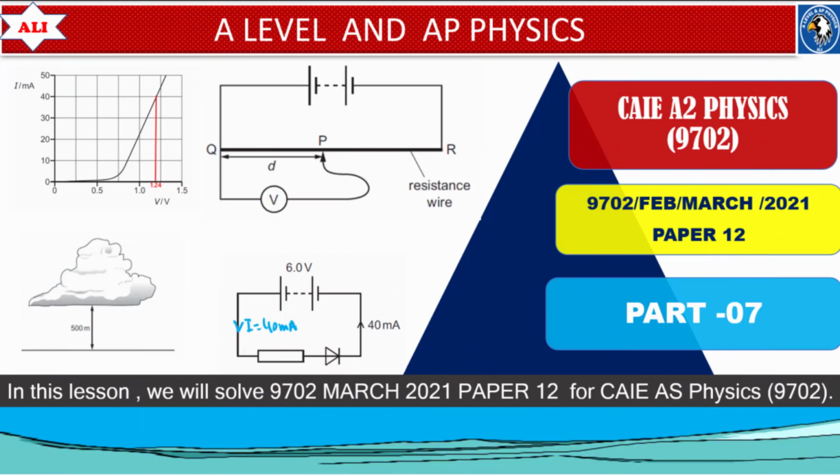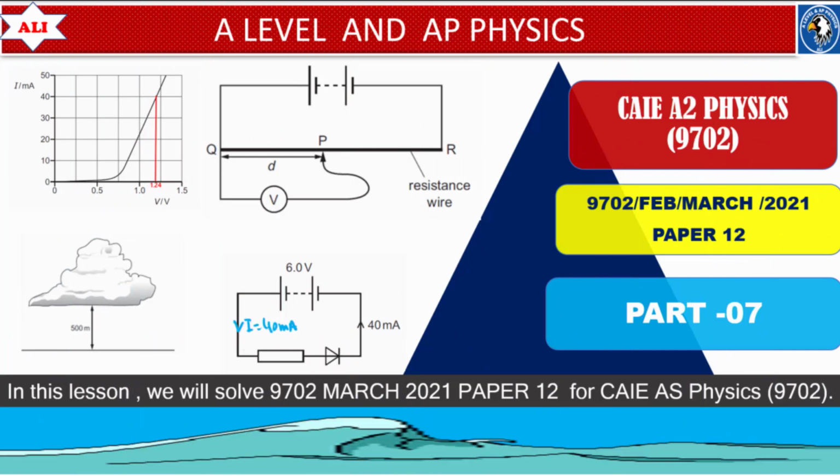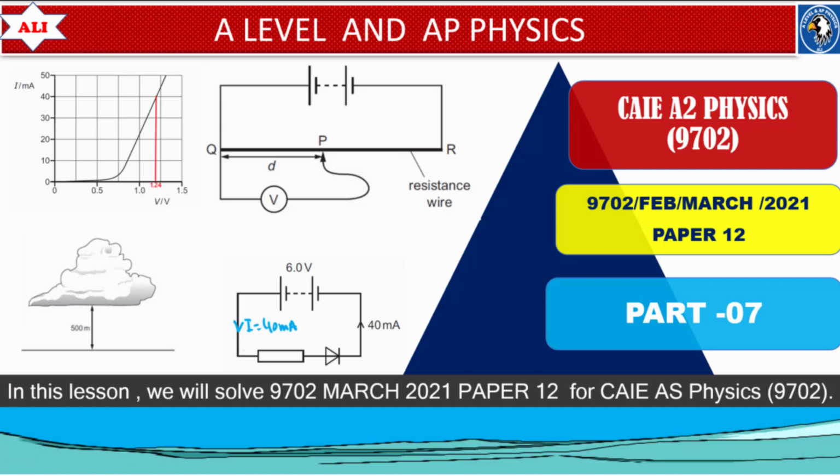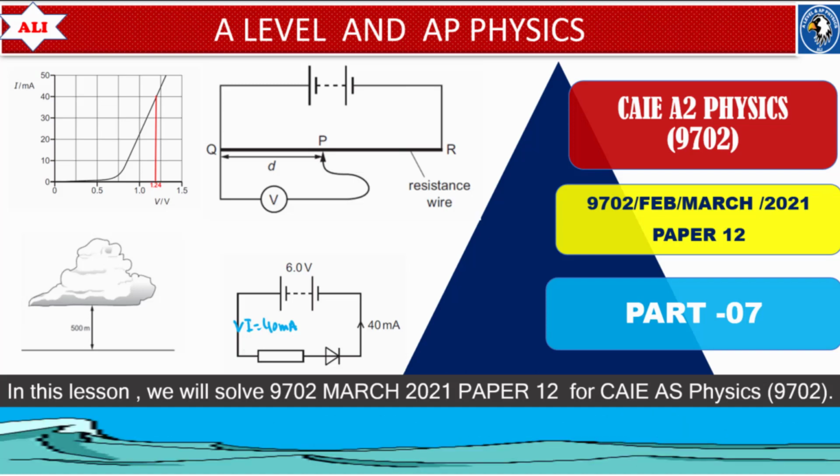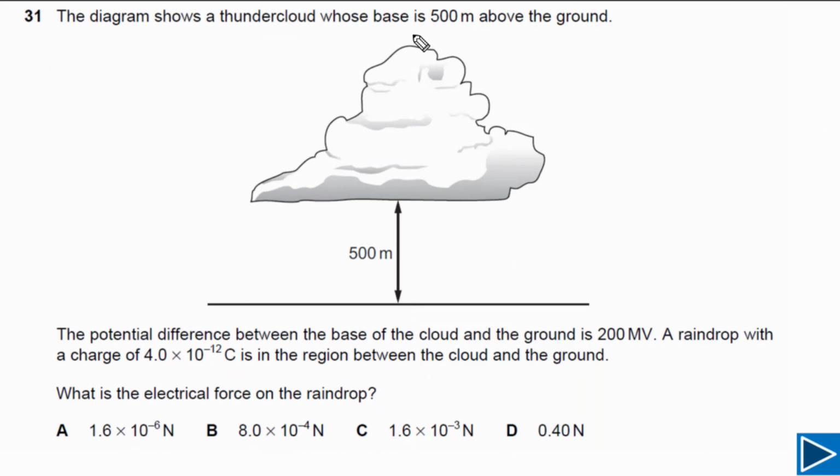In today's lesson, we will discuss typical types of questions on electricity from the March 2021 paper 1-2. For this question, it is given to us that the base of the cloud is 500 meters above the ground, and this horizontal line represents the base of the cloud. So simply we can write down here, this is the base of the cloud. And this horizontal line represents the ground. So we can draw another horizontal line here, and this represents the ground.